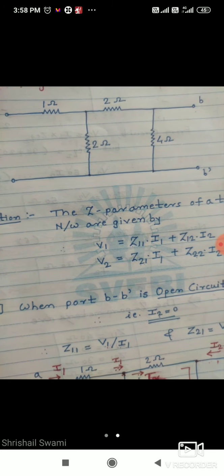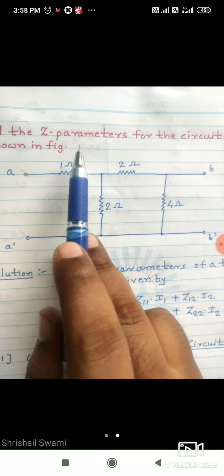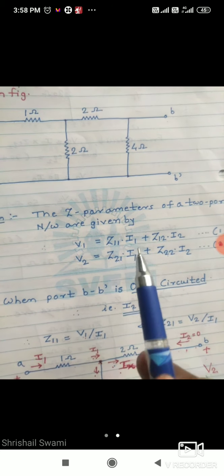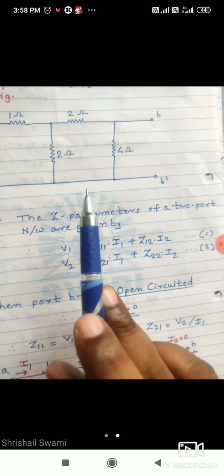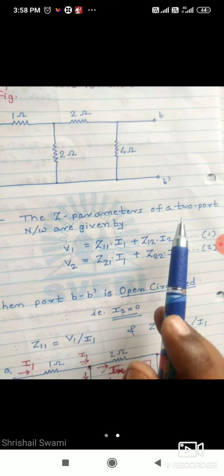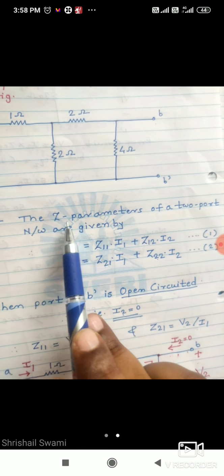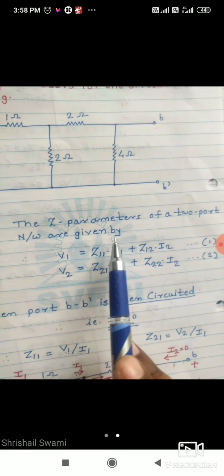So Z parameter, first of all, in any problem, whenever you are starting, you have to carefully read the question, which parameter they are asking to find out. So Z parameters they are asking. So start with the sentence and write down the equation related to that particular parameter. So the Z parameters of a two-port network are given by. If they are asking H parameters, you can write the H parameters of a two-port network are given by. If they are asking Y parameters, then write the Y parameters of a two-port network. Like this, you can start to solve the problem.